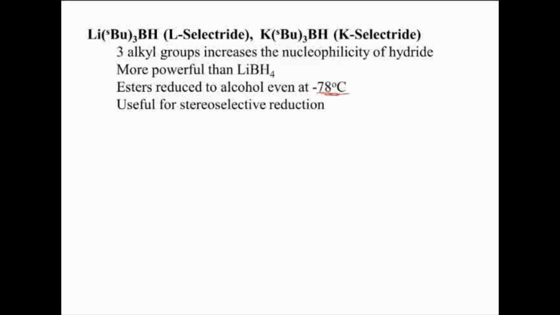So normally at lower temperature, esters will be reduced to aldehydes and then finally, in the next step only, they will be reduced to alcohols. Okay, so when the reaction is carried out at -78 degrees, normally the reduction stops at the aldehyde stage itself. But this is so powerful that even at -78 degrees the reaction goes to completion and you are getting only alcohol. Alright, and because of its bulkiness, it is useful for stereoselective reduction.